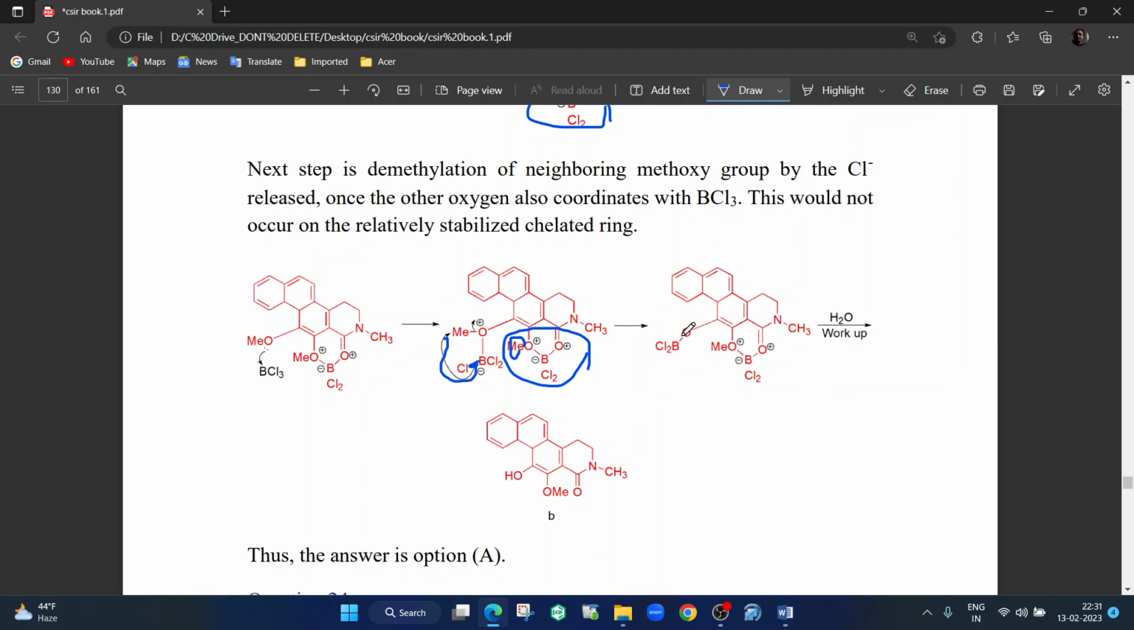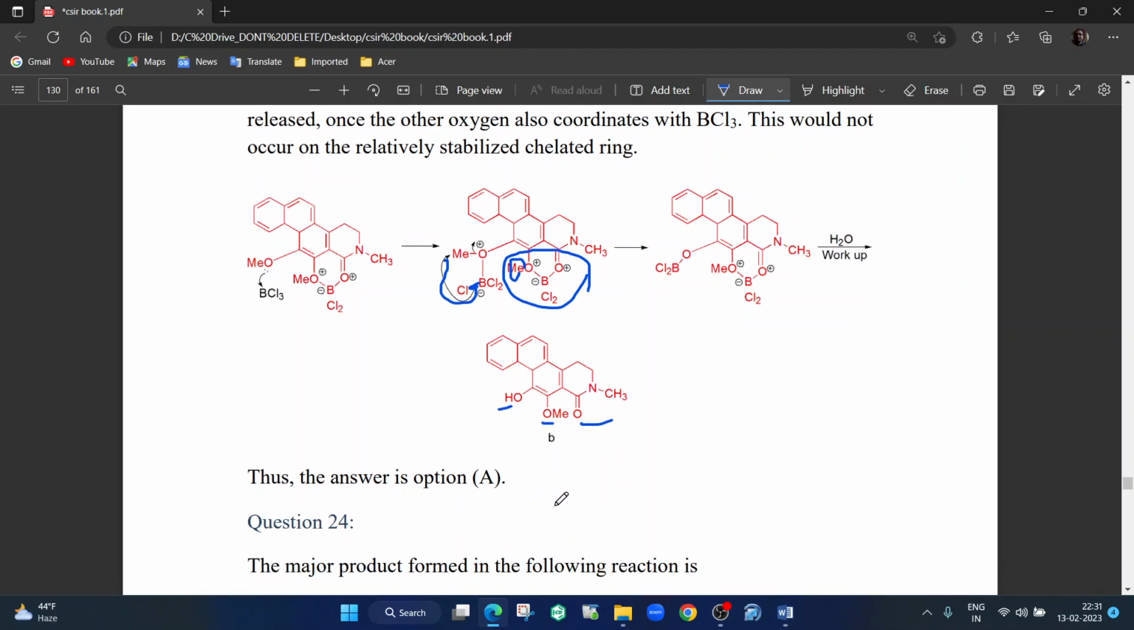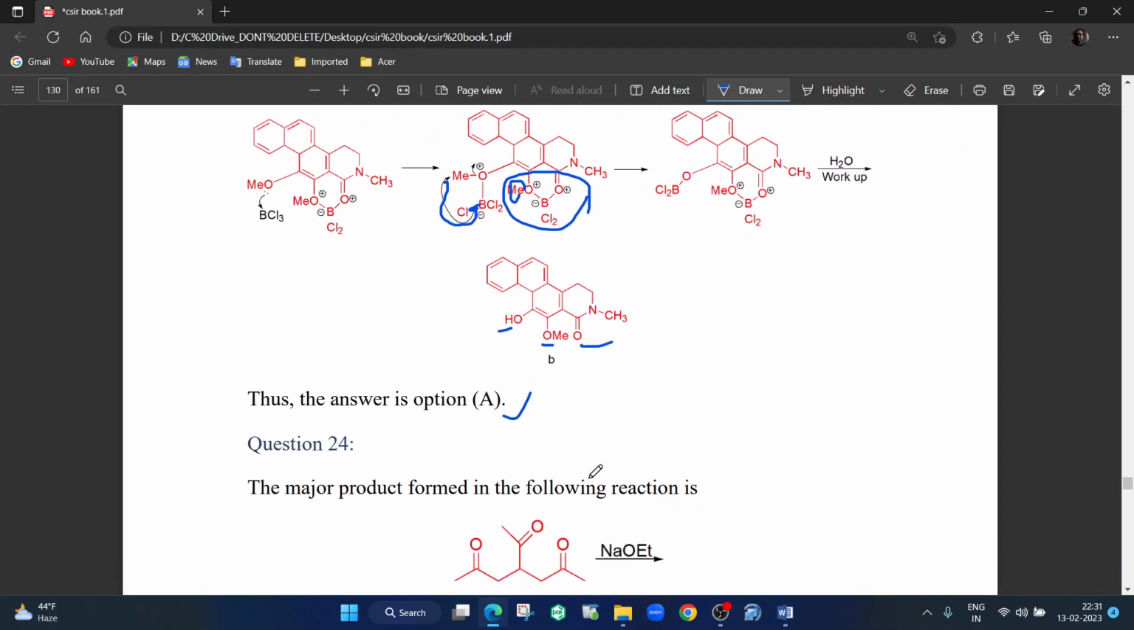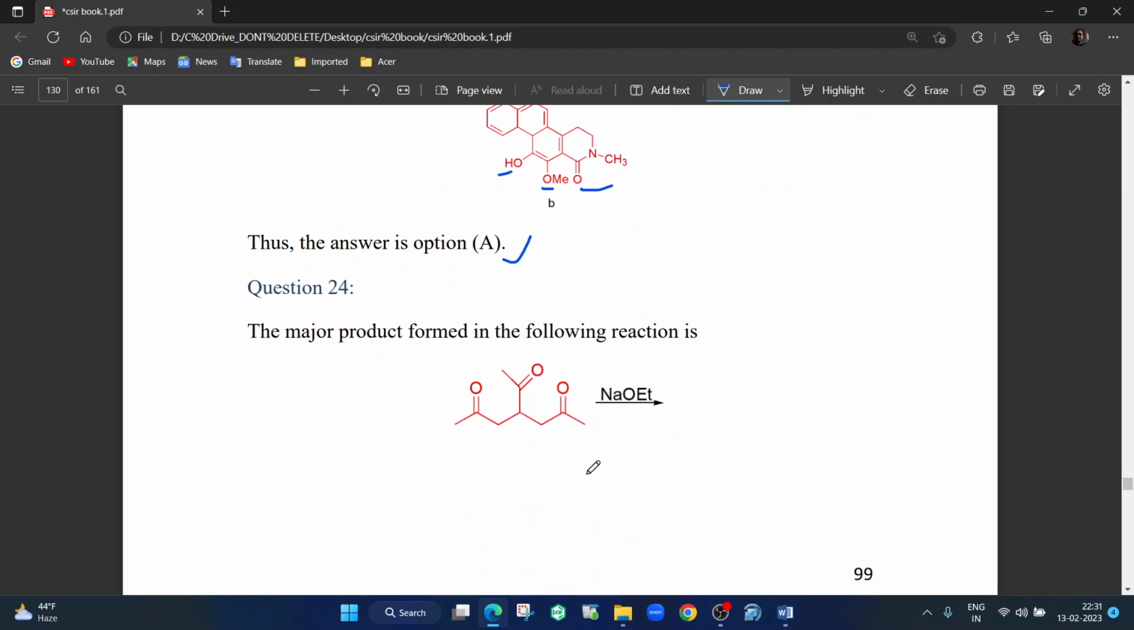And once you do workup, everything comes back. You are having OH here, OMe here, and your compound. Thus the answer is option A, right? Moving on to the next question.